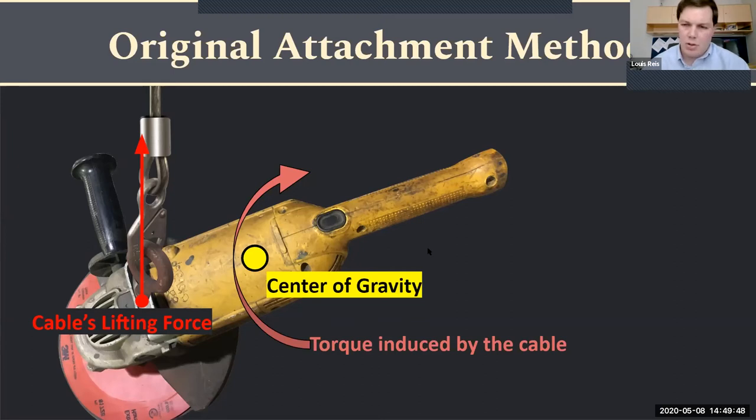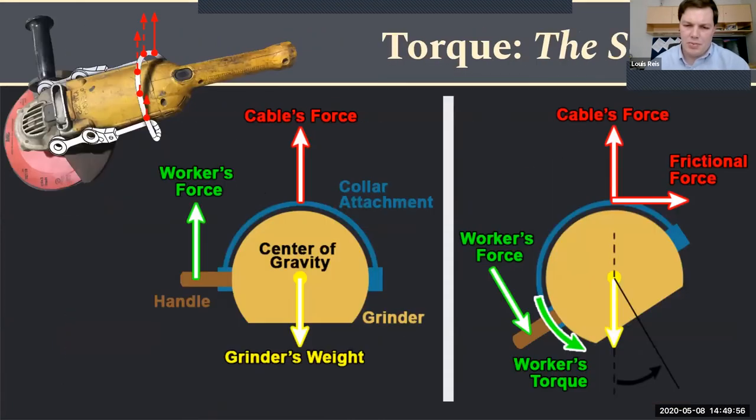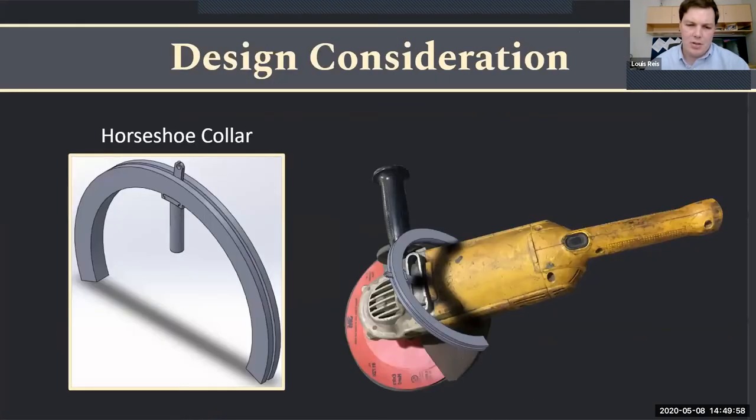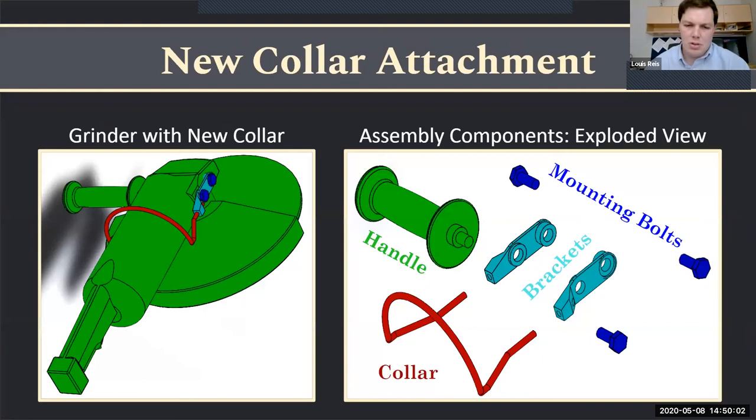I think I have one more question. Can you go forward a couple of slides? You were showing the different alternative designs. With this collar here, not the horseshoe, but the original collar that you actually used, does it just snap into those brackets, or is it welded in there, or how does that all work?